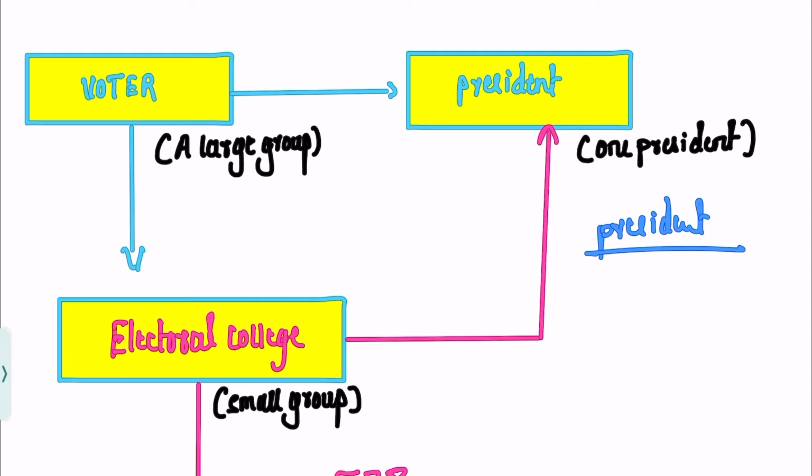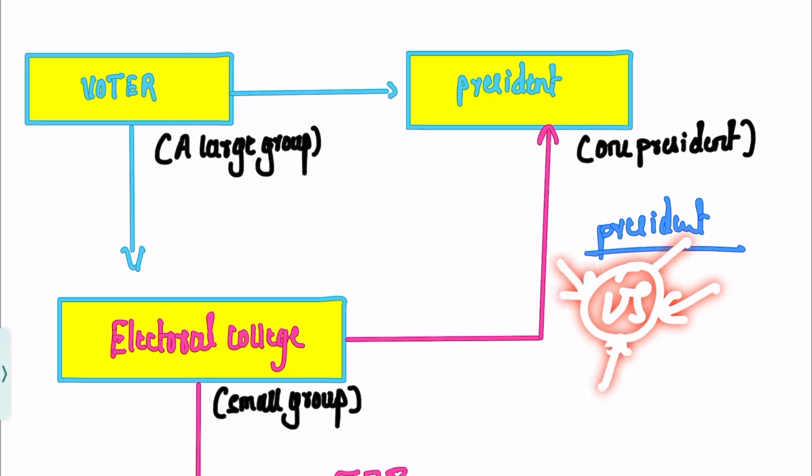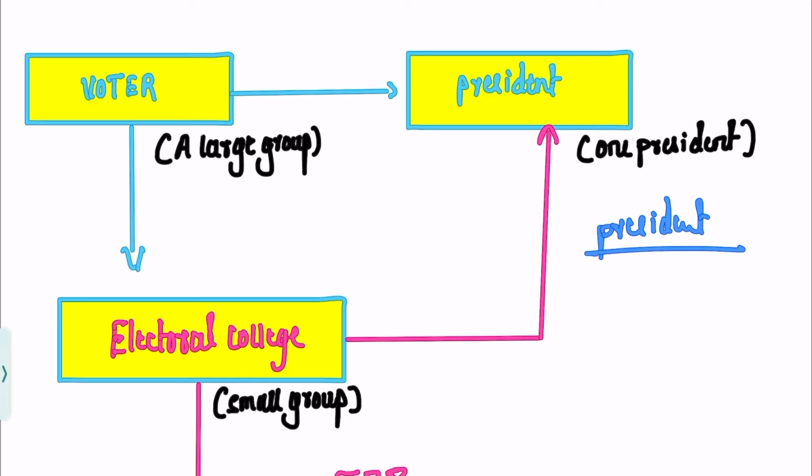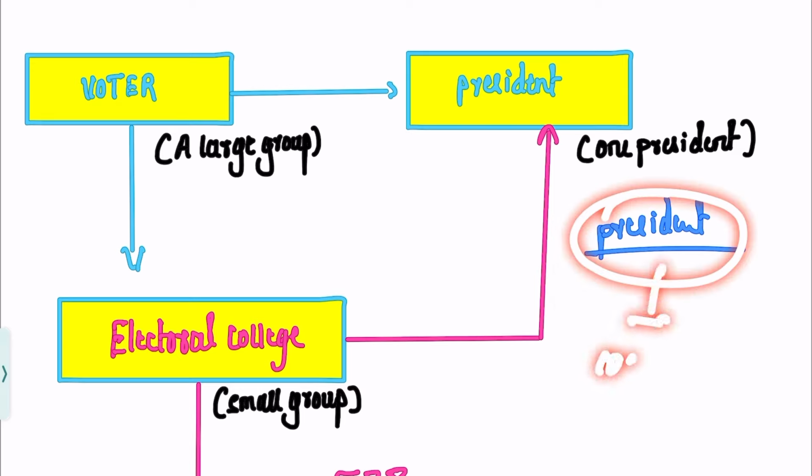Today I'm going to explain to you how the US president is elected. As you know, this is a very important topic because there are elections happening in the US where they are going to elect a new president and Joe Biden's time is going to be completed, right? So for that purpose, you have to understand this because questions are asked in competitive exams regarding this, right?